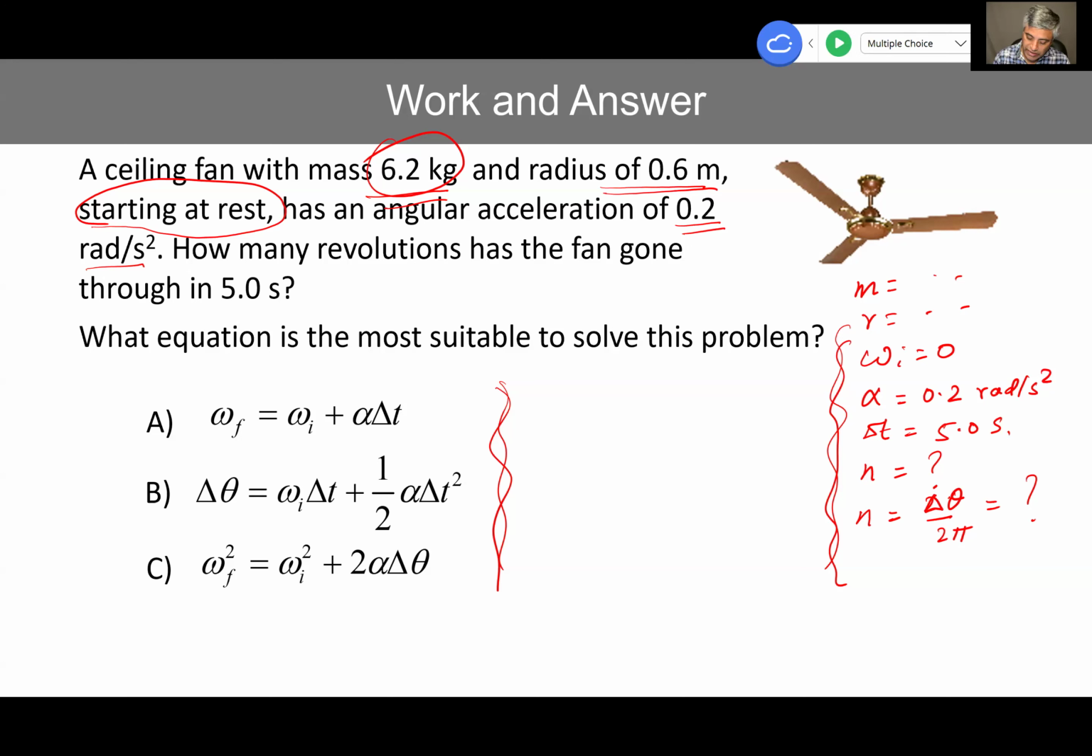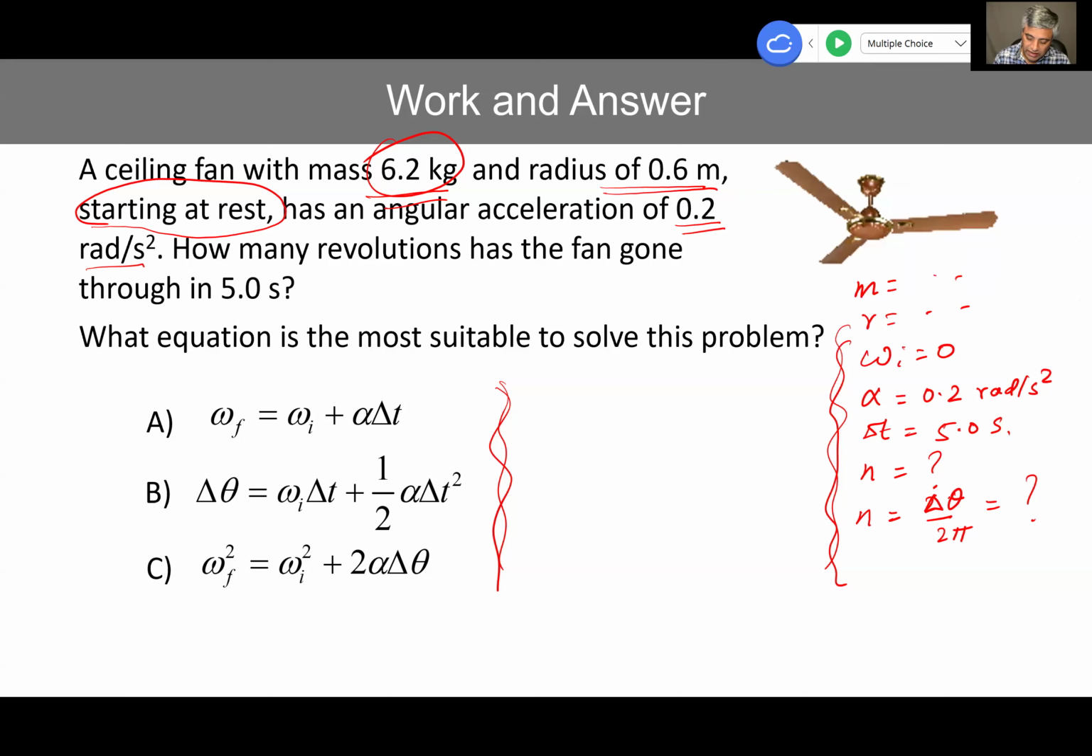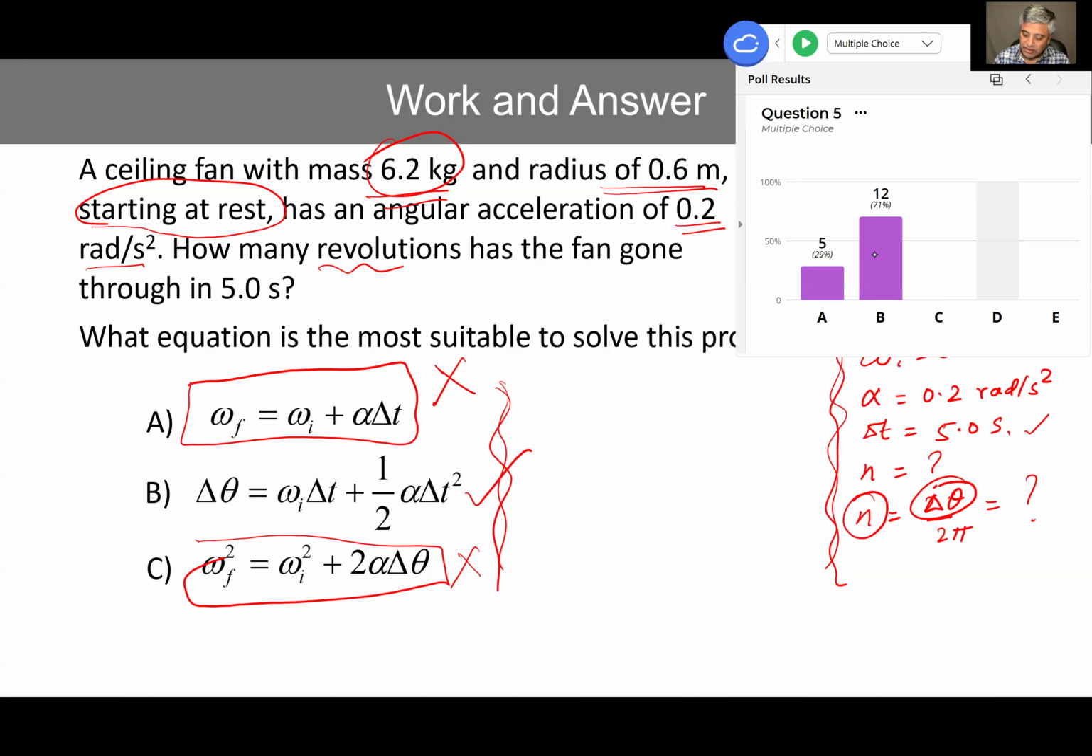Okay, let's see what we got here. Mostly B and some A. In this case, it's asking for how many revolutions. Number of revolutions depends on delta theta. So that means we should be looking for delta theta. Since delta theta is not there, this shouldn't be the option, okay? So this one and that one. This one doesn't have time, but here time is given. So that's why B is the best choice in this case.